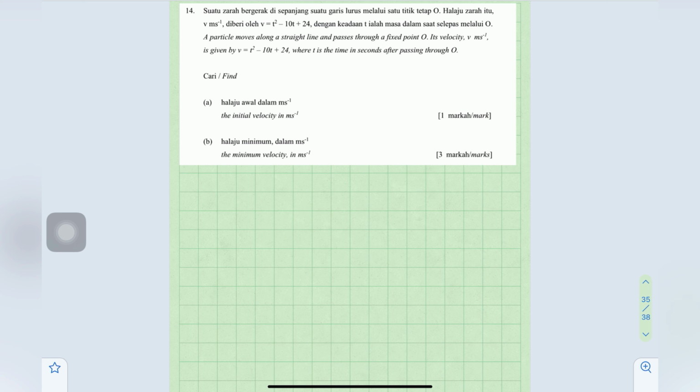Number 14, a particle moves along a straight line and passes through a fixed point O. Its velocity v meter per second is given by v equals to t squared minus 10t plus 24, where t is the time in second after passing through O.